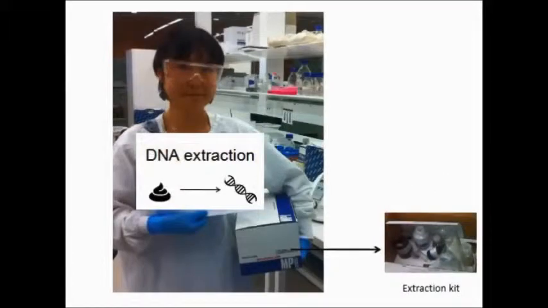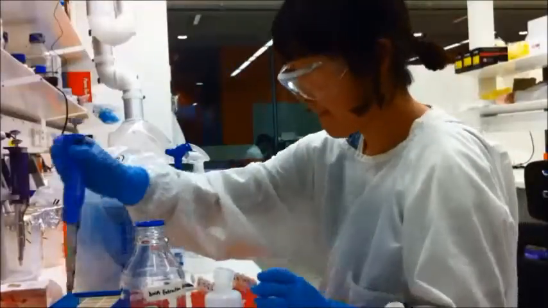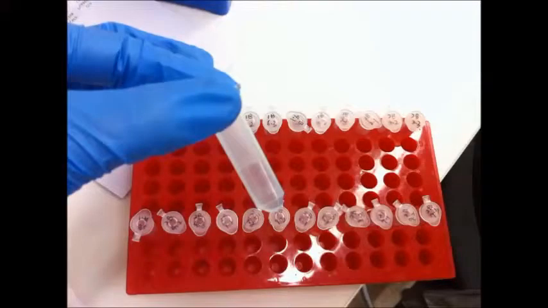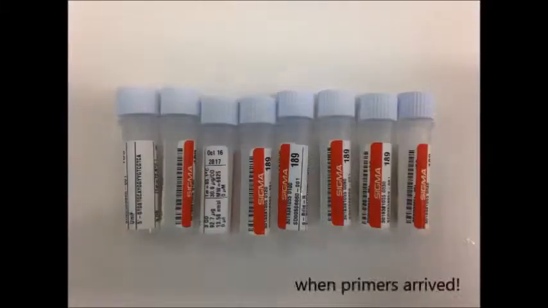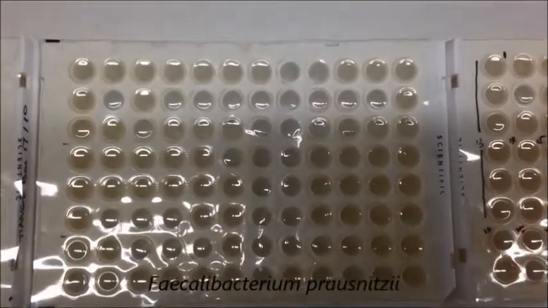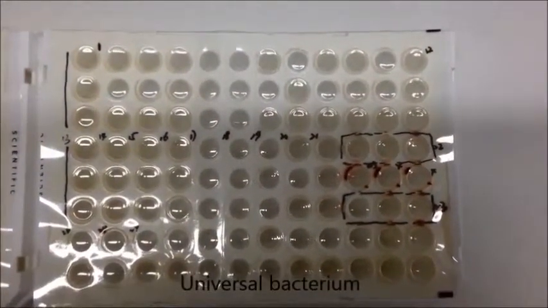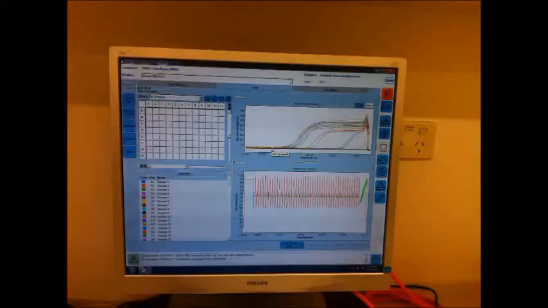To study the gut microbes, first I need to do DNA extraction. I used a homogenizer to break off the cells and release DNA. I then added binding matrix to attach DNA. After several washes, I eluted the fecal bacteria DNA. When the primers arrived, I did qPCR on the specific 16S gene on Bacteroides and Faecalibacterium prausnitzii, and also the universal gene on all bacteria as a reference. I then used the delta CT value to measure the relative abundance of Bacteroides and Faecalibacterium prausnitzii.